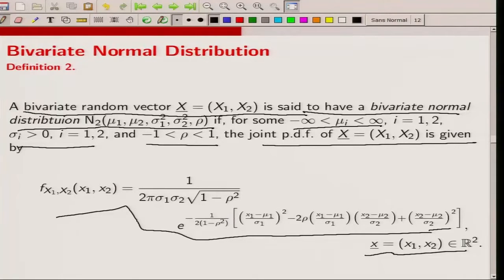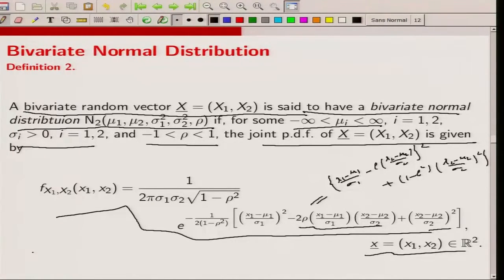Now, one can easily check that this is a proper PDF. What one has to do is, because minus 2 rho ((x1 minus mu1) by sigma1)((x2 minus mu2) by sigma2) is coming, one can make it a perfect square: ((x1 minus mu1) by sigma1 minus rho times (x2 minus mu2) by sigma2) whole square. So that becomes this, minus rho square ((x2 minus mu2) by sigma2) square, which has to be compensated, so that means plus 1 minus rho square times ((x2 minus mu2) by sigma2) whole square.